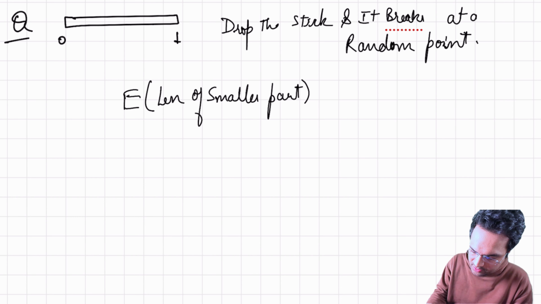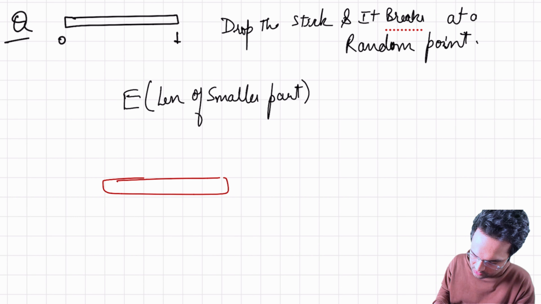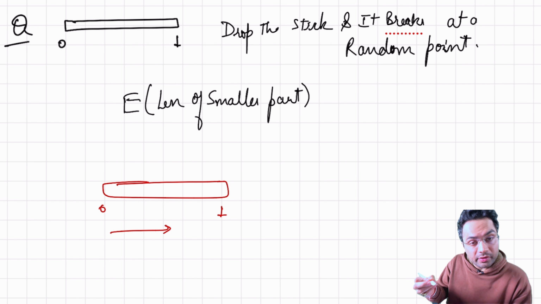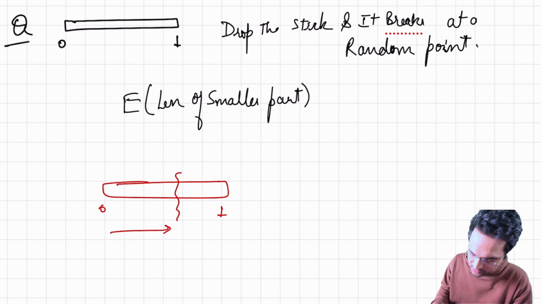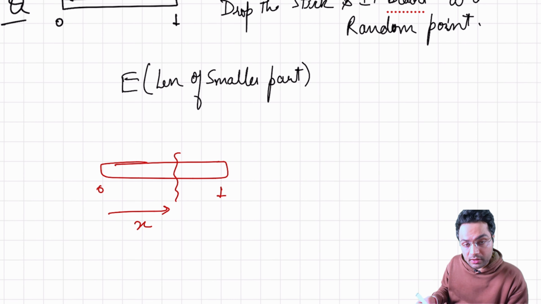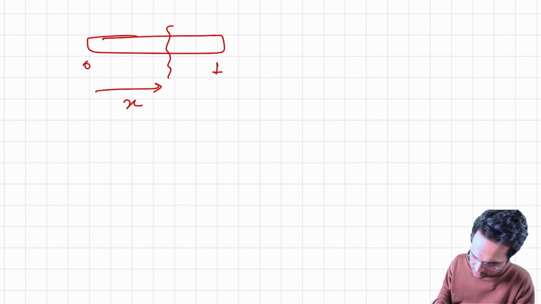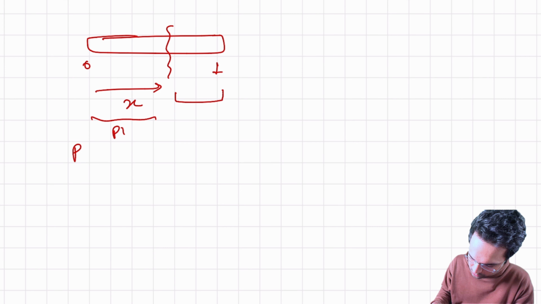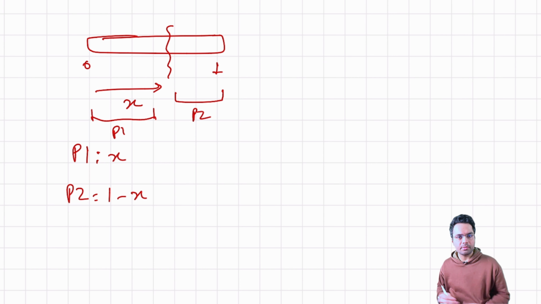All right, so let's say you assume this is the stick, left end is at 0, right end is at 1. And let's say we assume the first point at which it breaks is at a distance x from the left end, okay? So naturally, if I say this is part 1, then this becomes part 2, okay? So I know that part 1 is of length x and part 2 is of length 1 minus x, all right? Because both of these parts have to add up to 1.